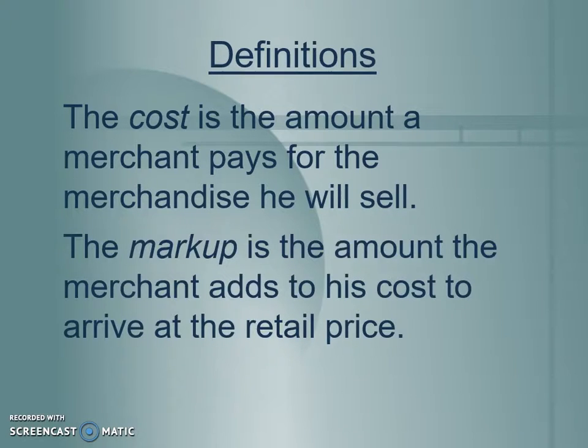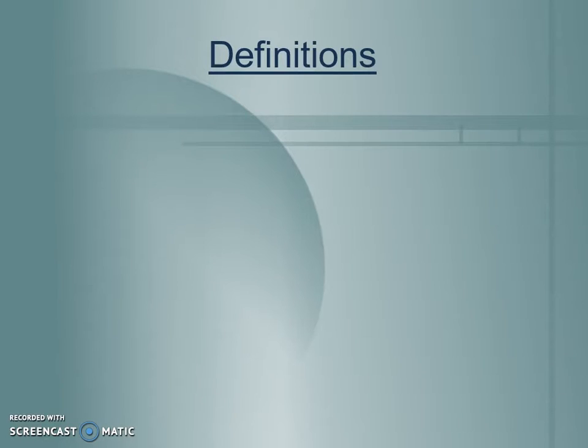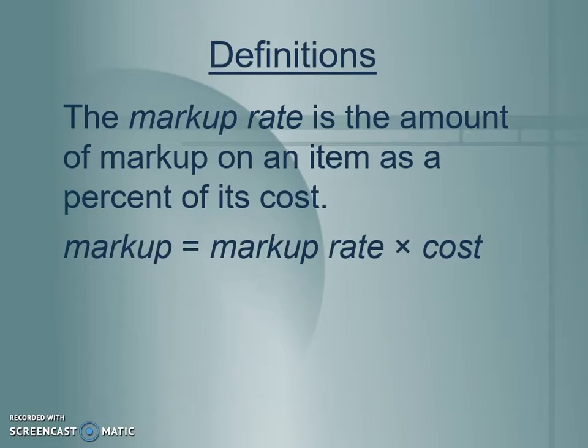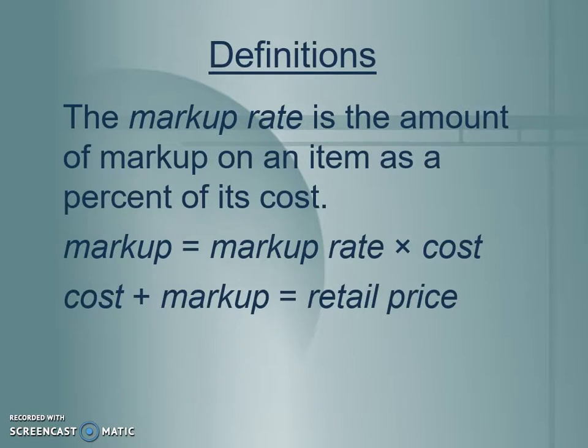The markup is the amount the merchant or the business person adds to his cost to arrive at the retail price. The markup rate is the amount of markup on an item as a percent of its cost. Remember, when we see rate, it usually means percent. So the markup is equal to the markup rate times the cost, or the percent of the markup times the cost will give us the total markup amount. Then we take the original cost, we add on that markup amount, and we get the retail price. So those are really important formulas that you will need to have.